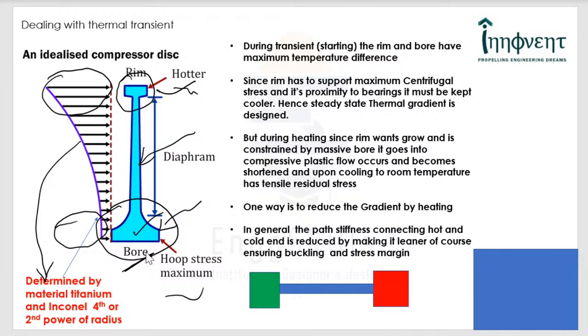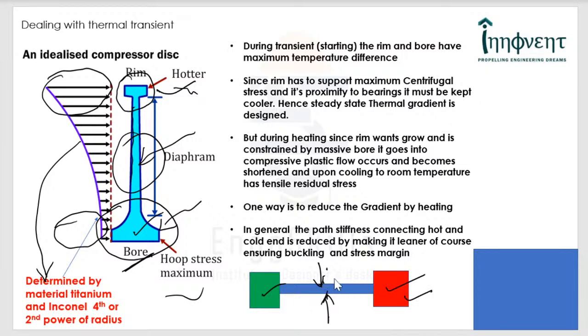How do you do that? In some of the gas turbine technologies, they devote some of the combustion air to heat the component so that it is hurried to the steady state situation. That's one of the technologies that is adopted. Also, you can make the web, which is connecting the cold and the hot ends, as thin as possible. What happens because of this? This in fact does not restrain the rim from expanding.